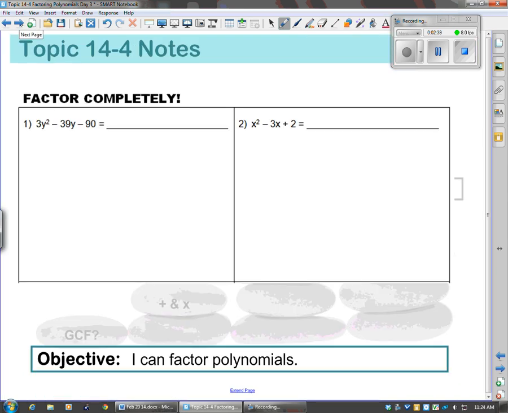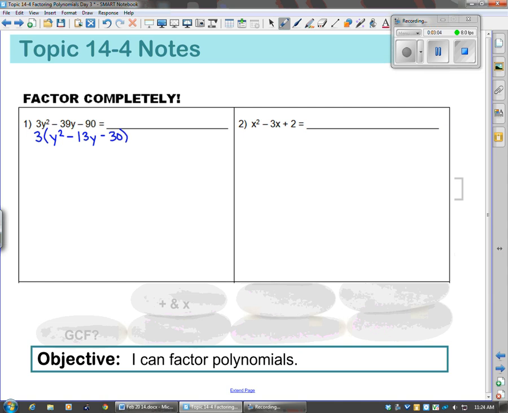Number 1, factor completely. Is there a GCF? Yes, there is. We can factor out a 3. So that leaves me with y squared minus 13y minus 30. I took each of the original numbers and divided the 3 out of it. So the GCF was 3.